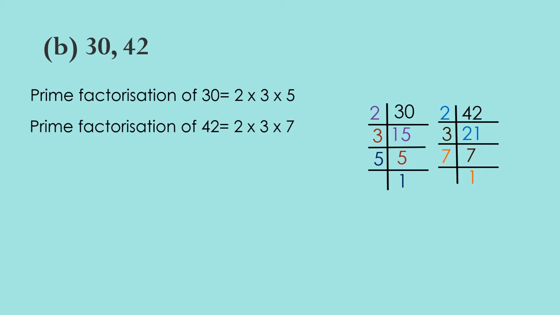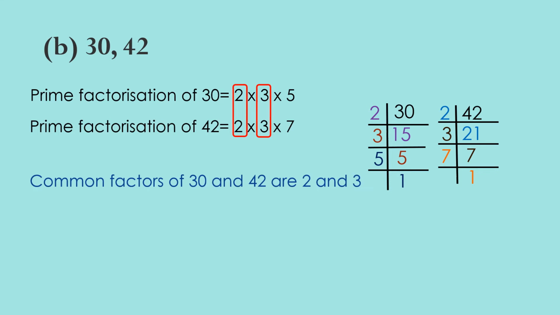Now let us circle the common factors 2 and 3. So common factors are 2 and 3. HCF is 2 into 3. We should multiply the common factors. We will get the HCF. 2 into 3 is equal to 6.